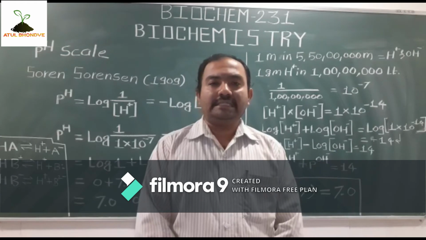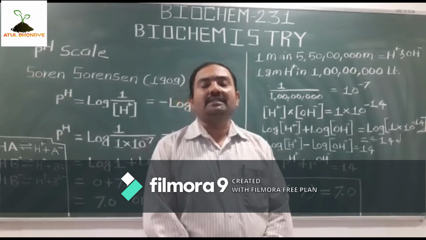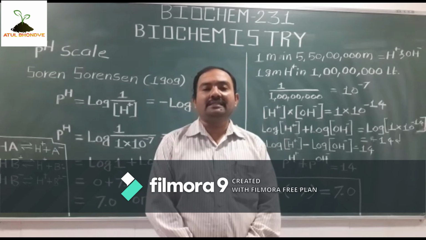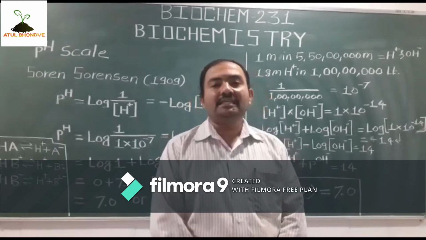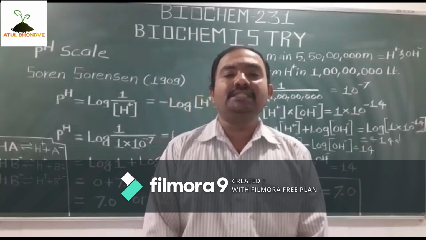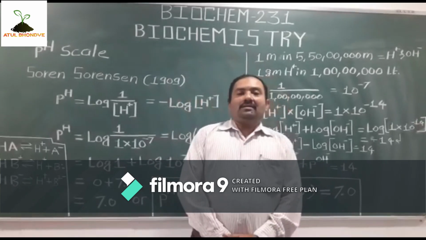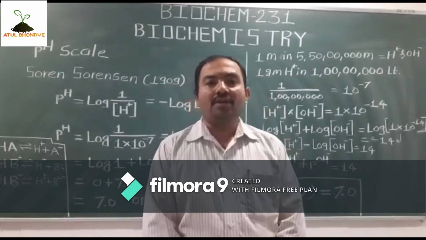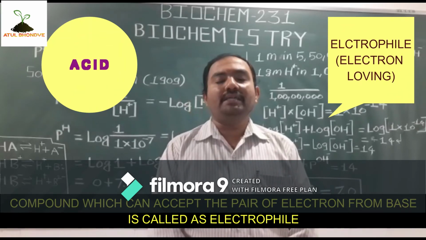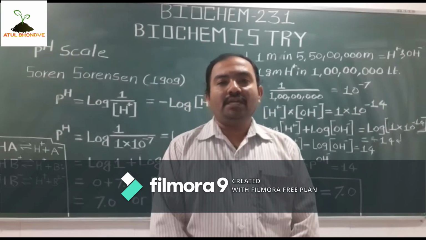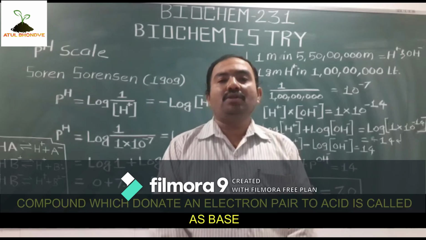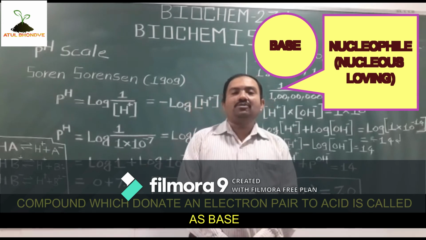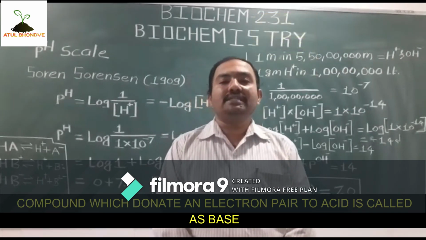Students, after the concept of Bronsted and Lowry's acid and base, another scientist G.N. Lewis in 1923 gave the concept of acid and base. According to G.N. Lewis, the compound called an acid accepts the pair of electrons, and it is called the electrophile, which is electron loving, whereas the compound which donates the pair of electrons to an acid is called a base, and it is called the nucleophile or nucleus loving compound.